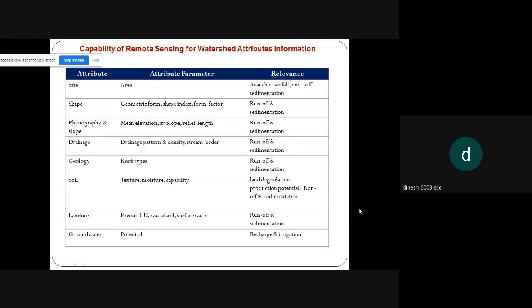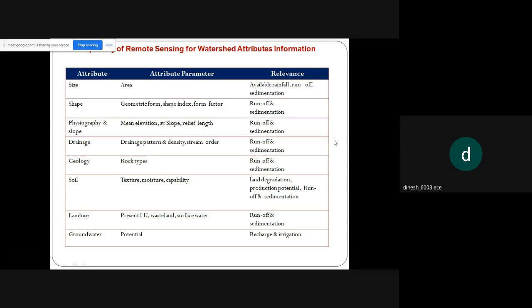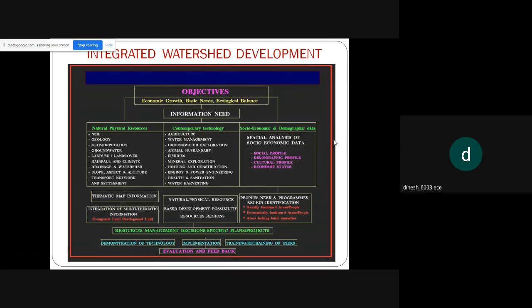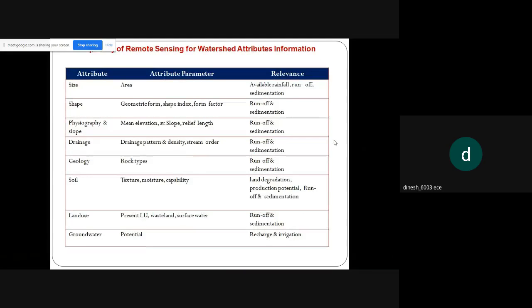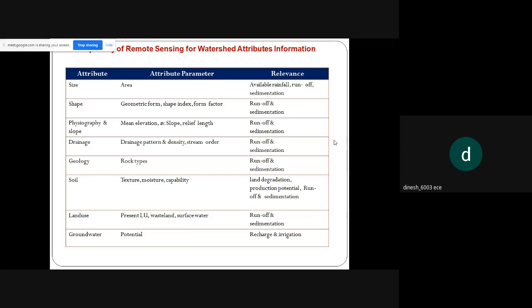Then is the groundwater. So the groundwater is an important potential for recharging as well as for irrigation. So these nine parameters or attributes are important in watershed management.